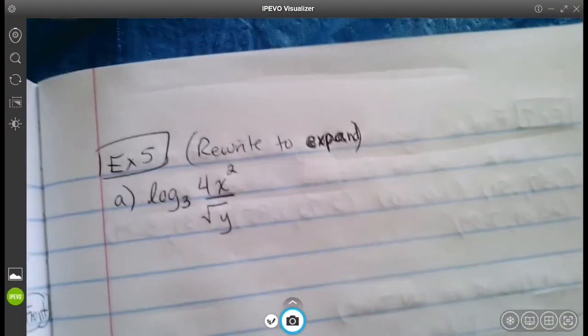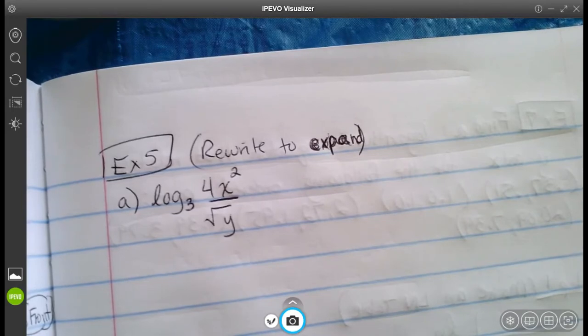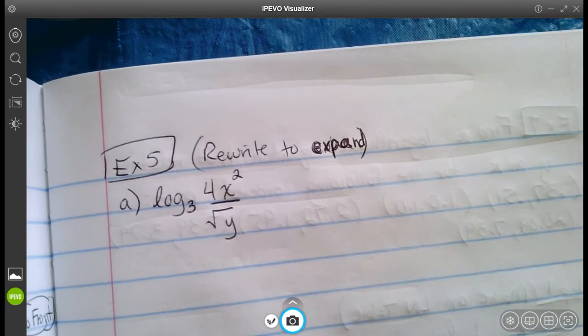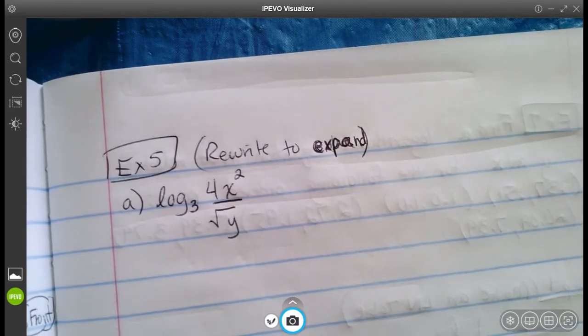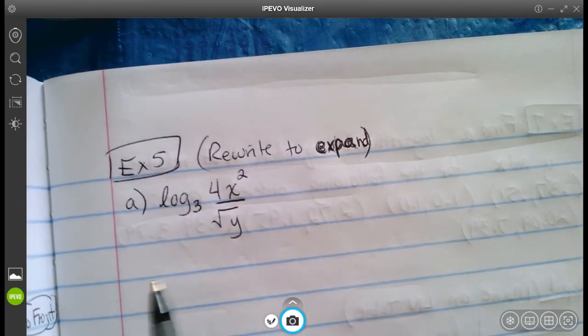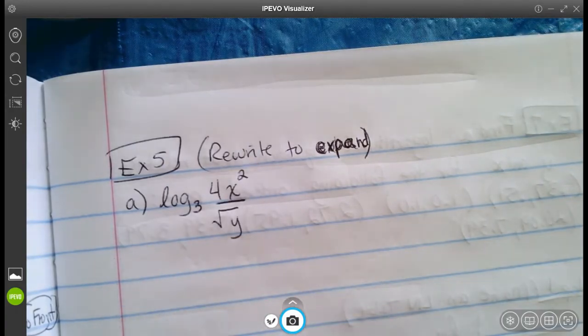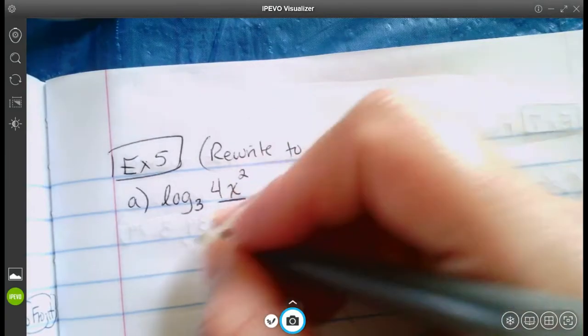We are almost done. Nice short video. Well, actually, maybe halfway done. So this part is asking us to rewrite to expand. So here's where we start getting into more of the rules. Remember that multiplication means addition, division means subtraction, powers mean move to the front. Okay, so we're going to try that with this one.